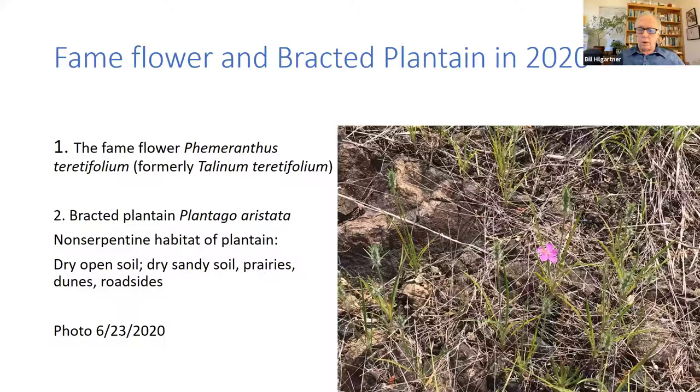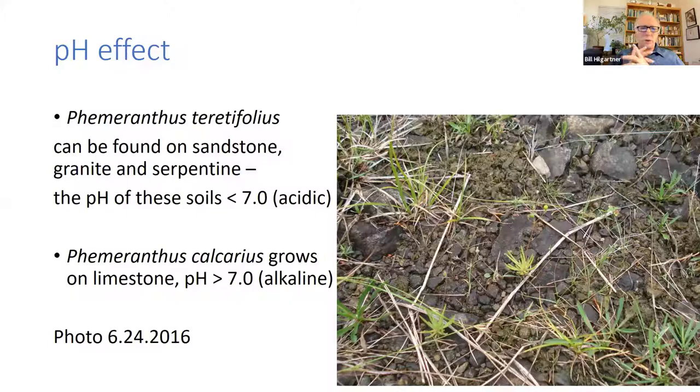I'm interested in this fame flower because I'm thinking, does it have to do with pH? In other words, maybe if it's not the magnesium or the serpentine specifically, is there something else? And maybe pH. Phemeranthus teretifolius is the fame flower. It can be found on sandstone, granite, and serpentine, and all of these have soil pHs that tend to be less than 7, usually slightly acidic. I think the average for serpentine is about 6.8, but it can go lower.